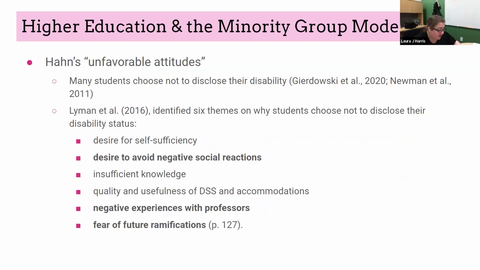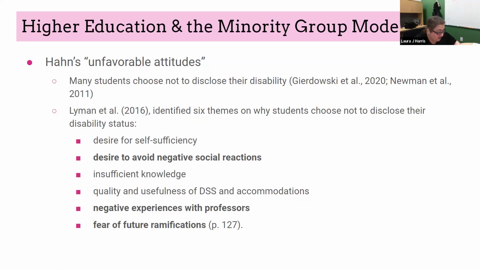So the other model that I really see in higher education is Hahn's minority group model. He said people have these unfavorable attitudes. And there has been research that has shown that students are reluctant to disclose their disability. The Giordowski article is actually from EDUCAUSE. I'm assuming most of you are familiar with EDUCAUSE as a pretty reputable source in general.